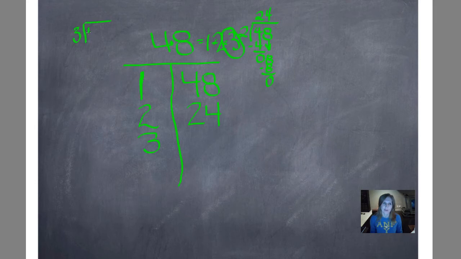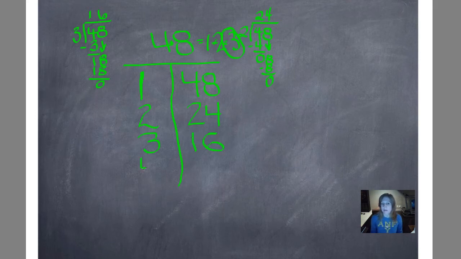I'm going to do my little division problem. Lots of dividing in this. 3 goes into 4 1 time. 3 times 1 is 3. 4 minus 3 is 1. Bring down my 8. And 3 goes into 18 6 times. 3 times 6 is 18. So 3 times 16 right here is 48.